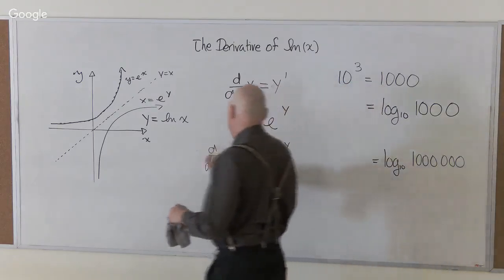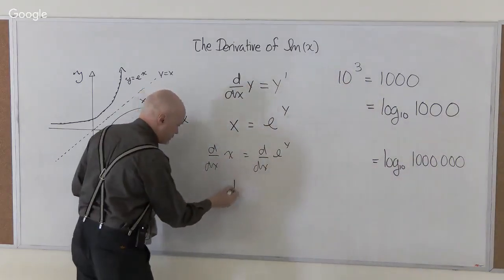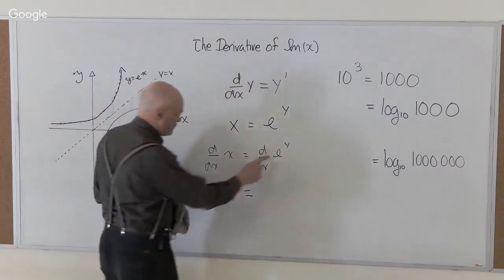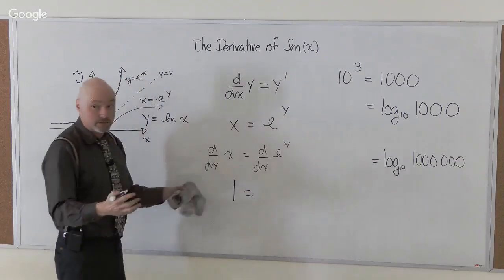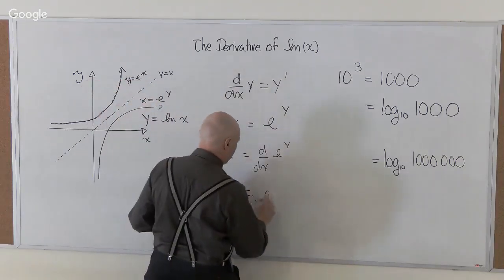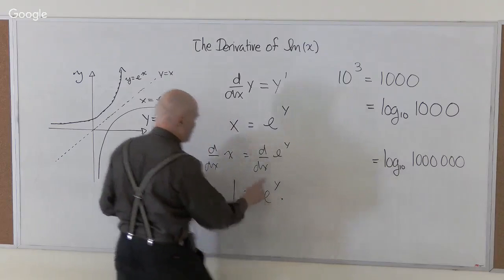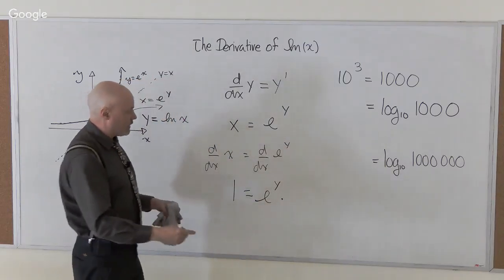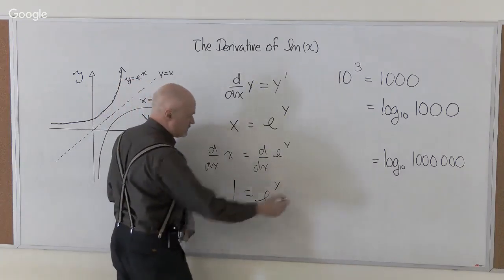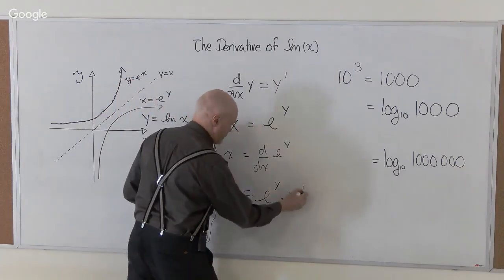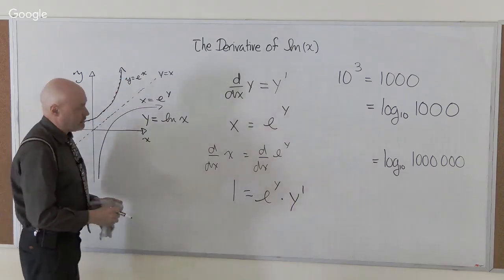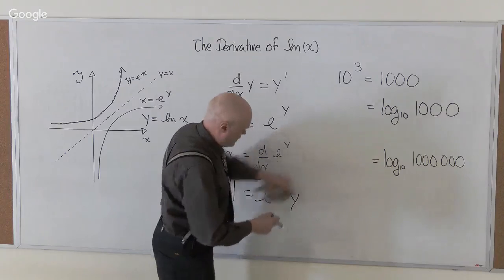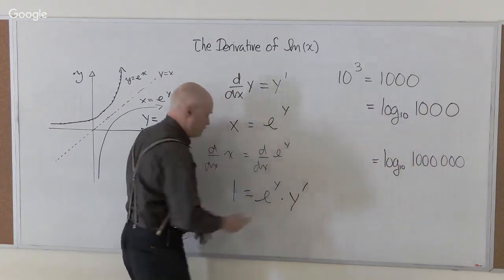Just watch. Okay, the derivative of x with respect to x is 1. Just use the power rule. That's easy. Okay, the derivative of an exponential function is the exponential function, so this is just e to the y. But y is a function of x, and so I have to multiply the derivative of the outside by the derivative of the inside, which is just y primed.